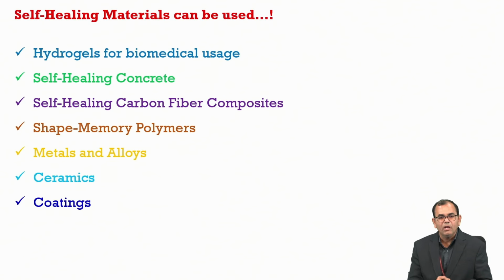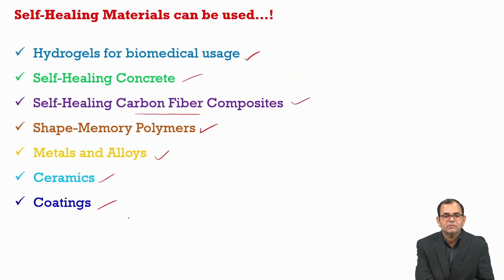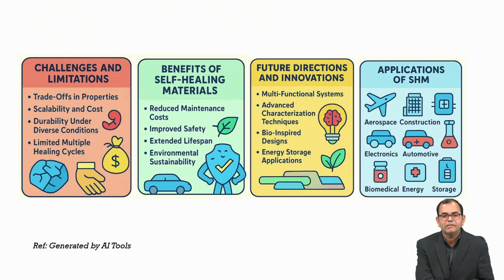Okay, now the major applications of smart materials are hydrogel for biomedical usage, and self-healing concrete to avoid damage or cracks, and then carbon fiber composites, shape memory alloys, metals and alloys, ceramics, coatings. All these are some of the applications of these smart self-healing materials.